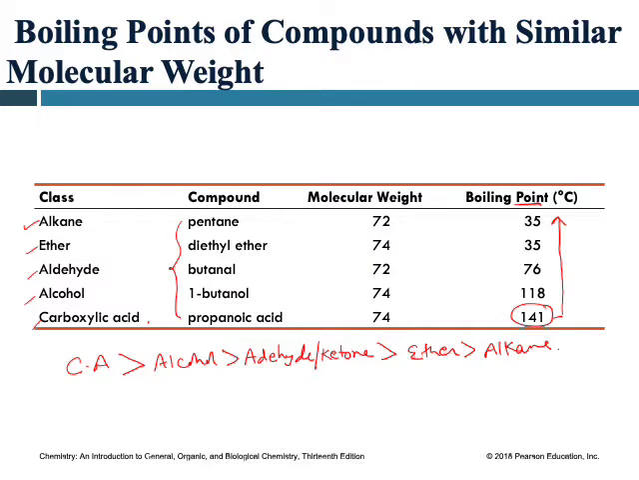So carboxylic acid has the highest boiling point, and alkane has the lowest boiling point because you don't have any hydrogen bonding in an alkane. So make sure you know this information. If I ask you anything regarding the boiling point, you know this concept, which one has the highest boiling point compared with the other one.